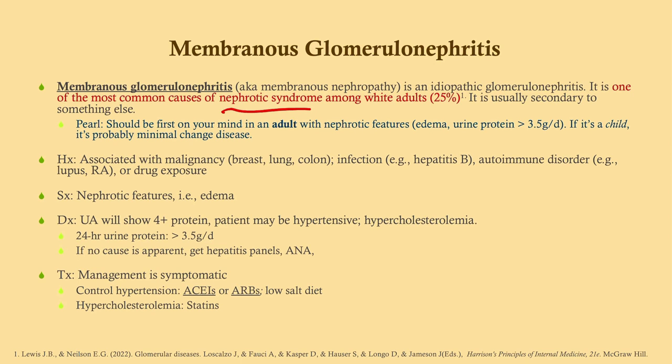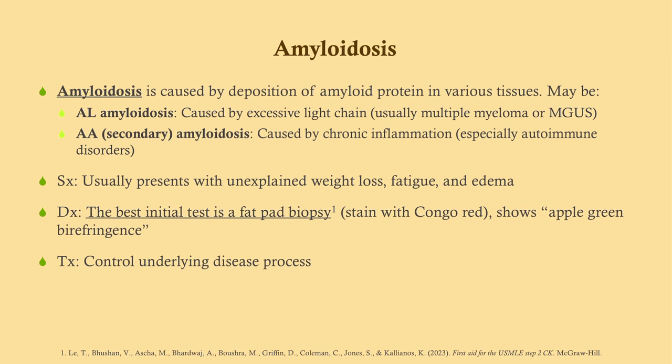The patient will show features of nephrotic syndrome. If no cause is apparent, at least what you want to do is get hepatitis panels and ANA. Hepatitis panels will tell you if it's due to a hepatitis. ANA will screen for a lot of autoimmune disorders. You could probably even add in rheumatoid factor and so forth. Treatment, it's symptomatic. Control the hypertension with ACE inhibitors or ARBs, low salt diet. With hypercholesterolemia, we go for statins.